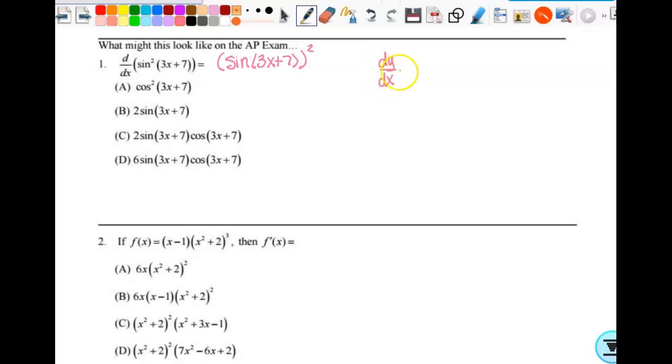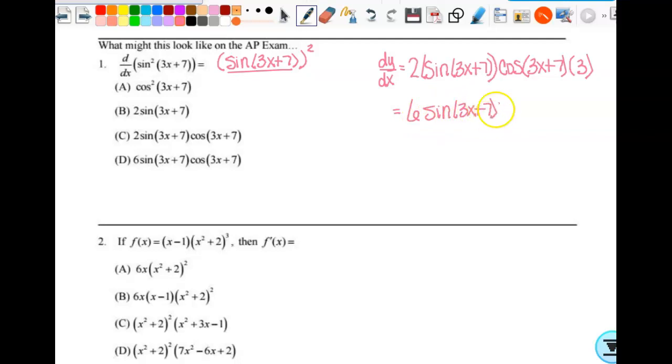dy dx is 2 times sine of 3x plus 7 to the first power, right? So I don't need anything. That's the candy shell. Then I work on the chocolate. The derivative of sine is cosine, so that's the cosine of 3x plus 7. Then I work on the pretzel. That's the inside part, and that is 3. So this gives me 6 times the sine of 3x plus 7 times the cosine of 3x plus 7. And there wasn't anything to factor out or change. And luckily it looks exactly like D. But had we had cosine first, would we have been fine to pick D? It would have been fine, right?